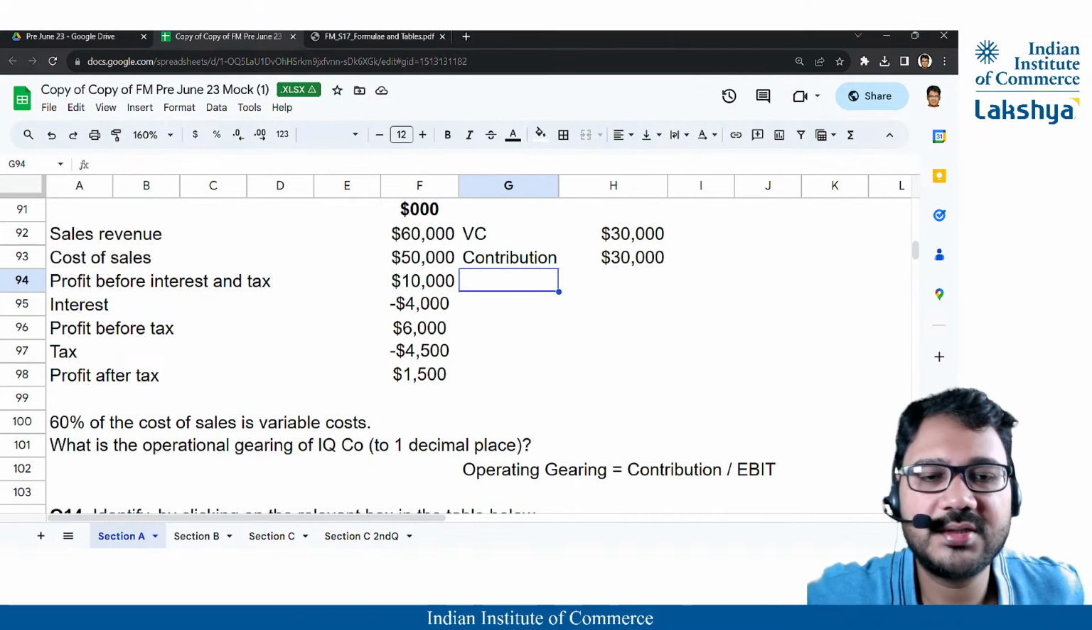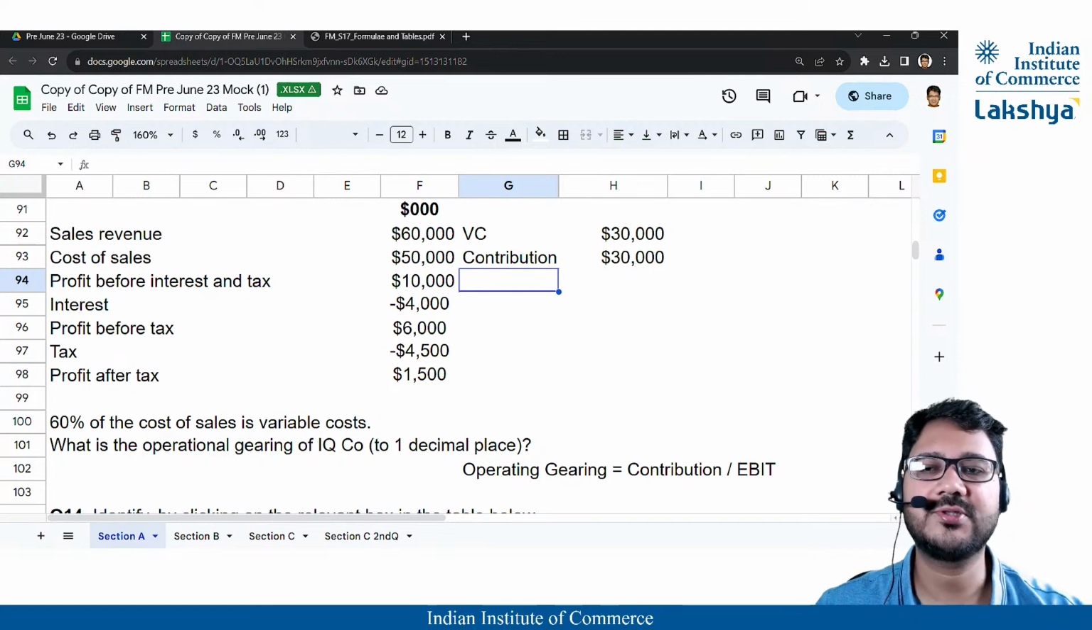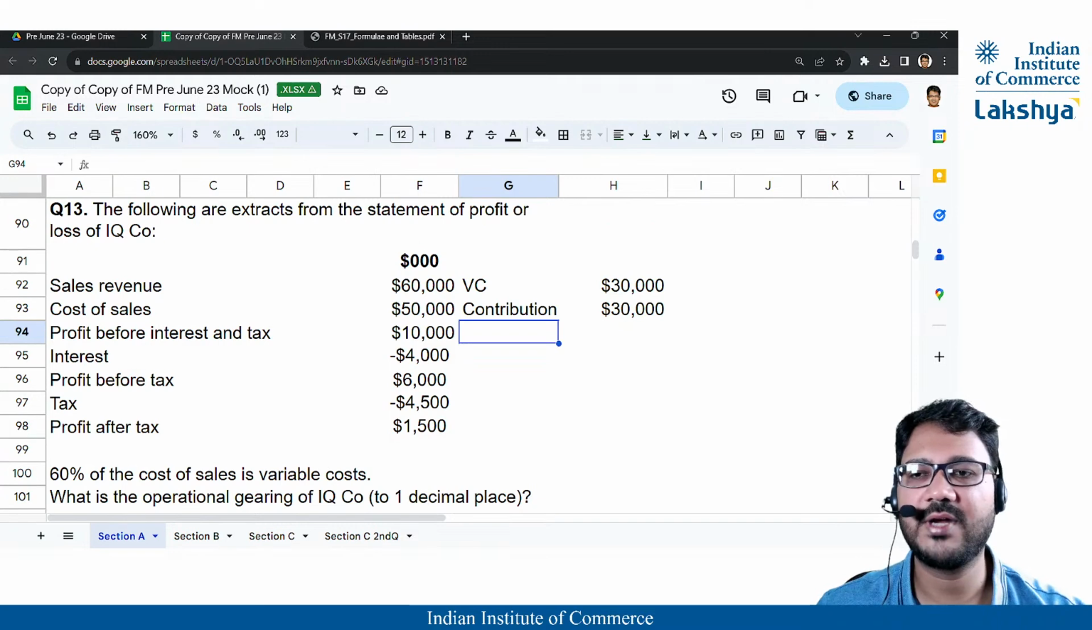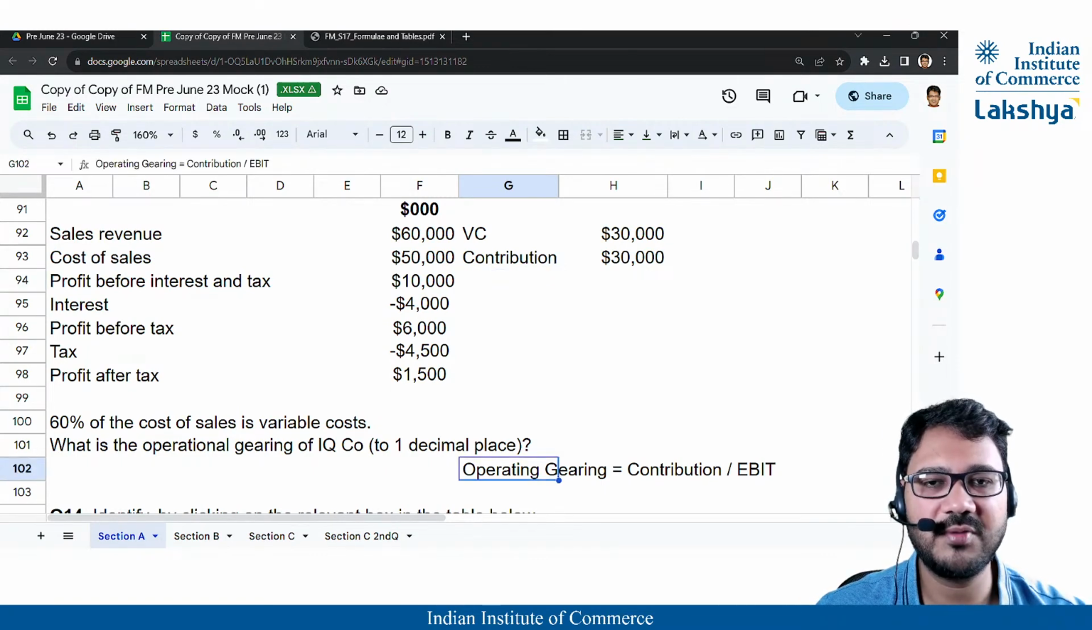Operating gearing is equal to contribution by EBIT. Other formula is fixed cost by total cost, fixed cost by variable cost. Now we don't have fixed costs available. One way of doing it is if 60% of the sales is variable, we can assume that 40% of it is fixed. Okay. But it varies. Marketing and all may vary, so we don't know how the whole costing is being done. Okay, we'll have to assume, but anyways, this is one of the other formulas that we can use.